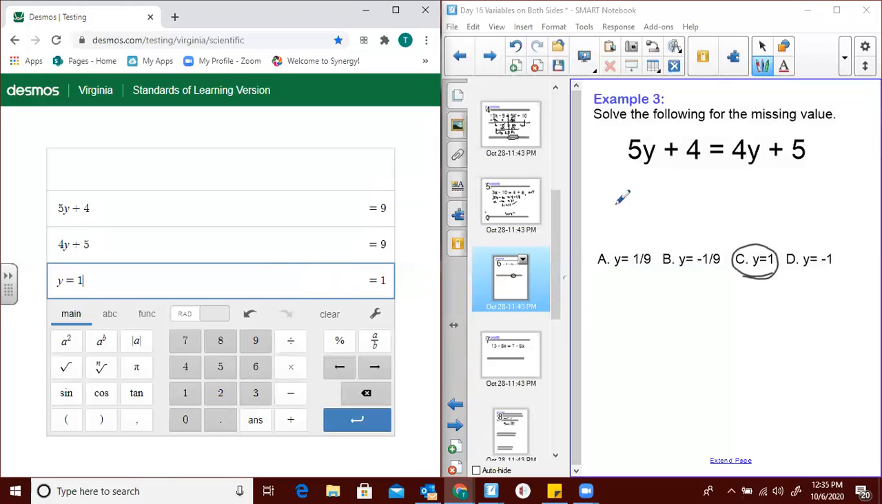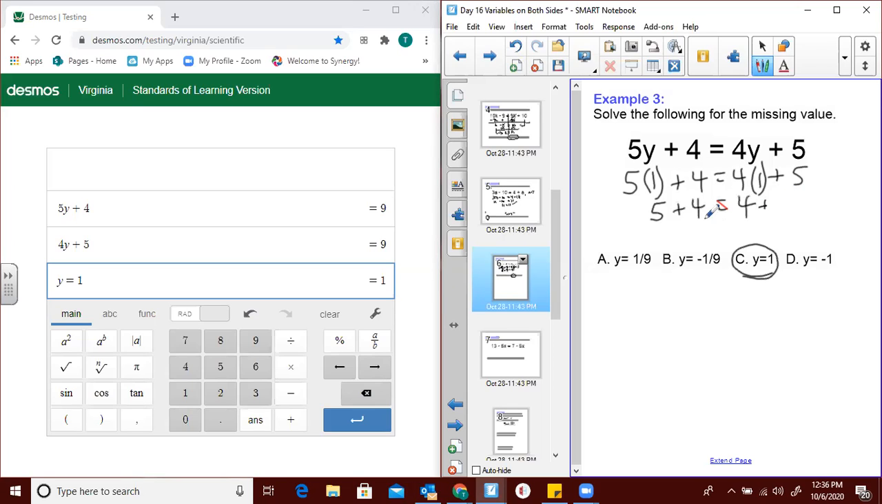Again, if you want to just check Desmos, because maybe you don't like to believe in computers, everywhere there is a y, I'm going to put a 1. Everywhere there's a y, I put a 1. Now we'll get, so 5 times 1 is 5. That's your multiplicative identity, I believe, plus 4. 4 times 1 is 4 plus 5. And you can see 5 plus 4 is 9, and 4 plus 5 is also 9. So Desmos did not fail you.